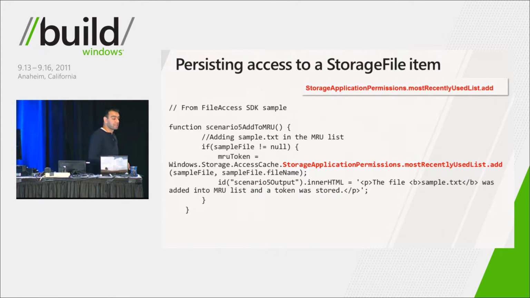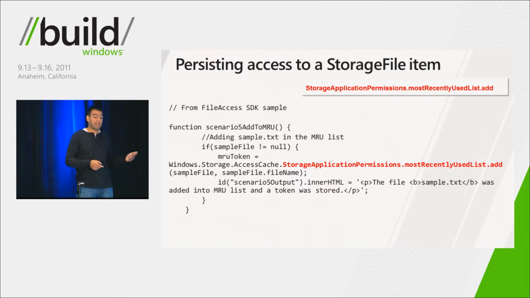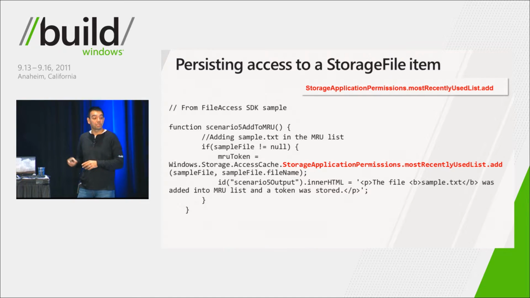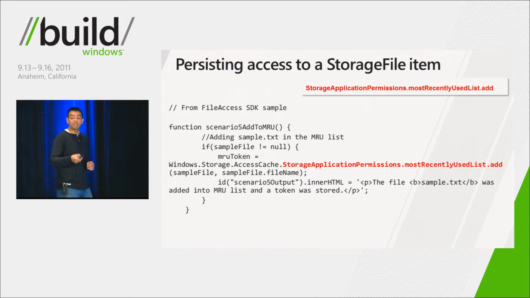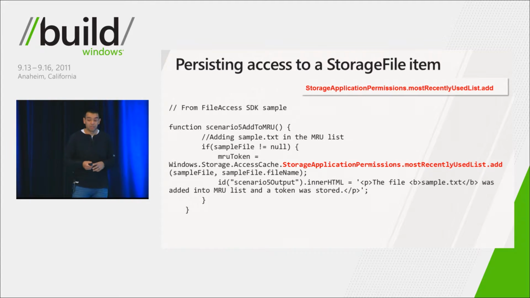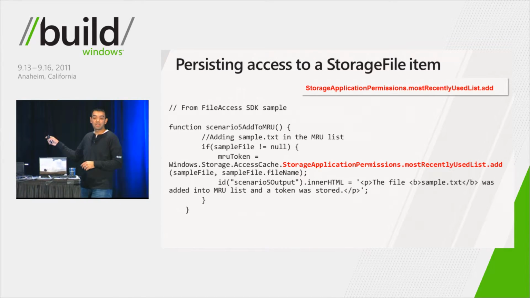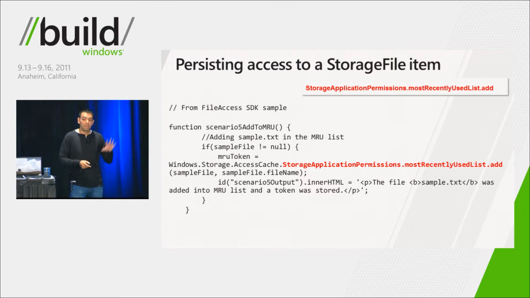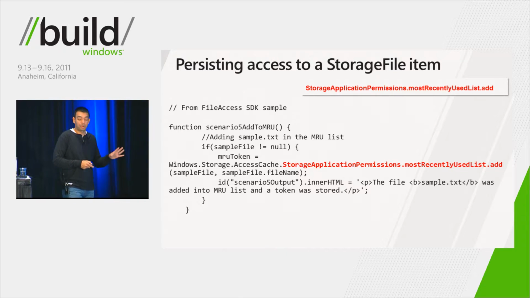Now, I talked a little bit about persisting access to the storage items. This is a code snippet from the file access SDK sample. We haven't used the sample here today, but if this is a scenario that interests you because you're creating an MRU list, for example, what you need to do is preserve that storage item using the API that's shown here, which is simply calling Windows using the new WinRT APIs to say, hey, just add this to the most recently used list. Now, if you want more details, there's the link to that session towards the end, but I just wanted to cover it here briefly to make sure that the scenario is completely possible in Windows 8 for you to do.